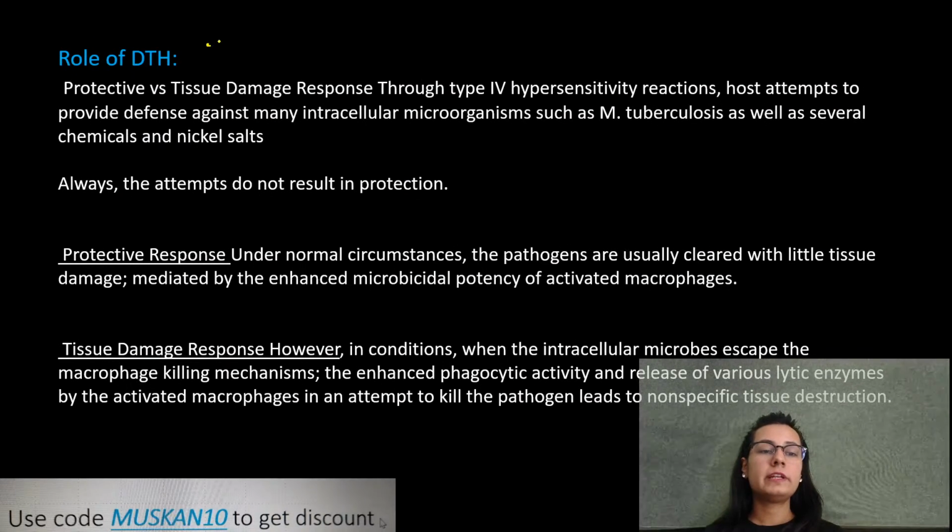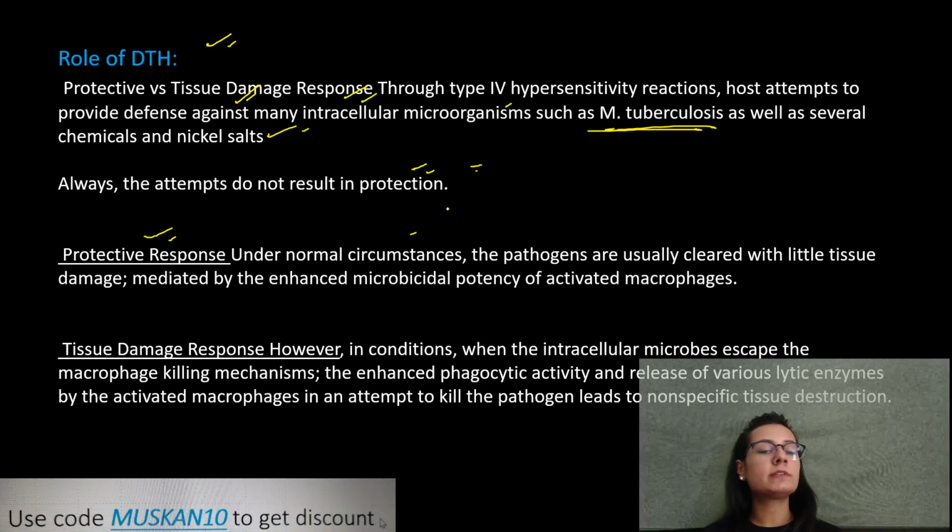Now, role of the DTH, that is the tissue damage response. As a protective response, it attempts to provide defense against many intracellular microorganisms such as MTB as well as several chemicals. Always attempts do not result in protection. Now, protective response under normal circumstances, what happens? The pathogens are usually cleared, right, with enhanced microbial potency.